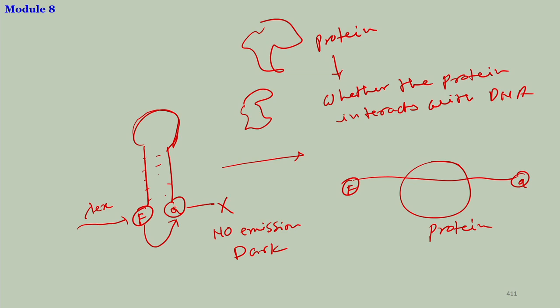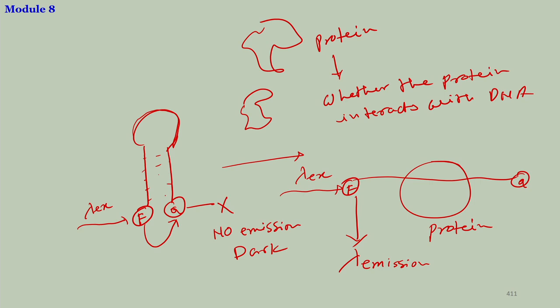Now, what will happen? This fluorophore and quencher are far away from each other, and therefore, if you excite now as you have done before, the energy cannot be transferred, it is too far. And you can see the emission spectra very well. So, you can see the fluorescence now.